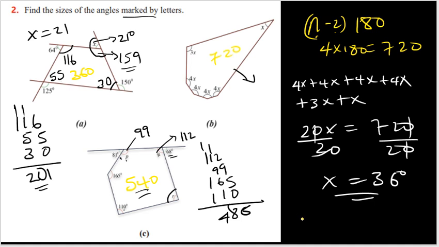Therefore, what is R? R is the remaining angle. R is from 540. Let's take away 486. That is 54. Obviously, you can subtract and check. Therefore, here P is 99, Q is 112, and R here is 54.